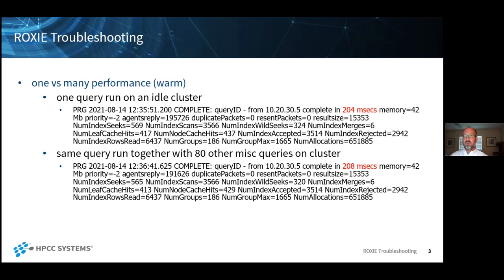One versus many query performance. I want to stress this is highly dependent on the type of queries run and the compute resources of each ROXIE node. Case 1 is perhaps a typical query. The query run by itself completes in 204 milliseconds. The query, when run along with 80 other similar queries at the same time on the 100 node cluster, completes in 208 milliseconds. You can see that running it along with the other miscellaneous queries shows no real degradation in performance.